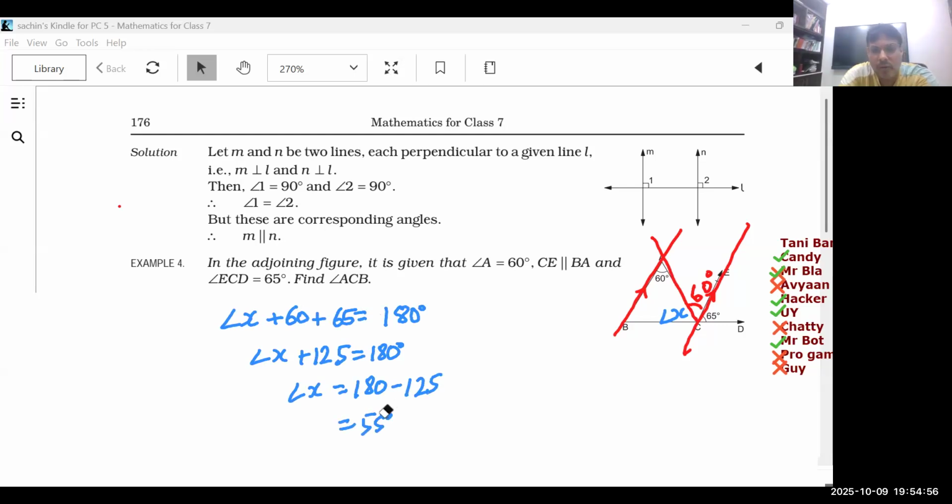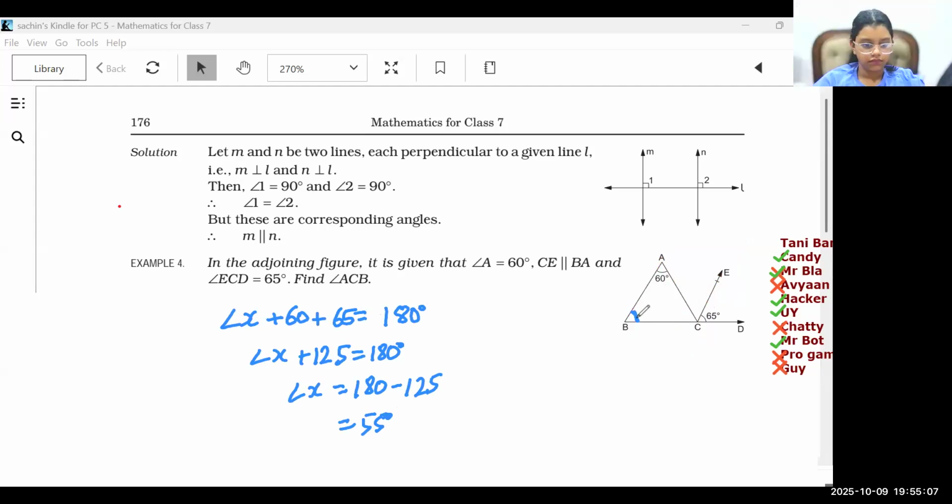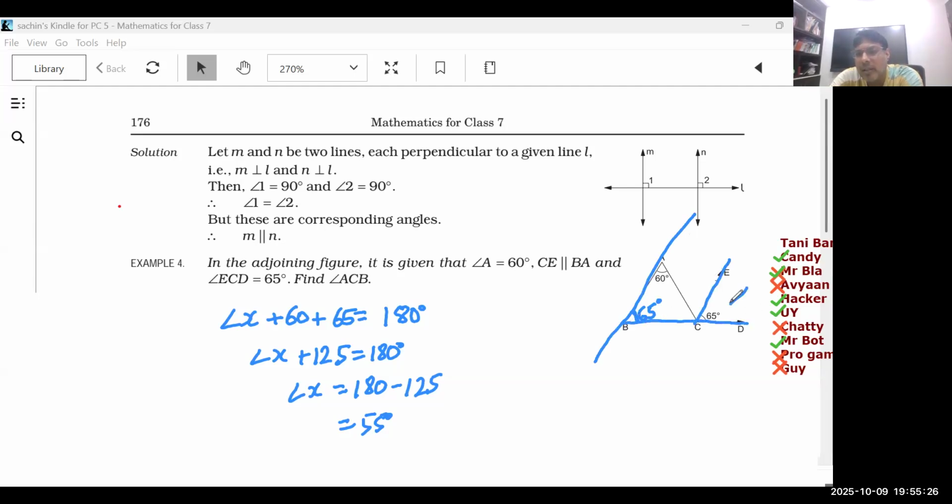There is one more way of doing this question. We can find this angle. Those who got it wrong, only they will speak. How much will be this angle? Tell me. Bolo guys, bolo. 65. What is the reason? Because they are corresponding angles on the same side. Did you understand, guys? Then we can use the angle sum property to find this angle.